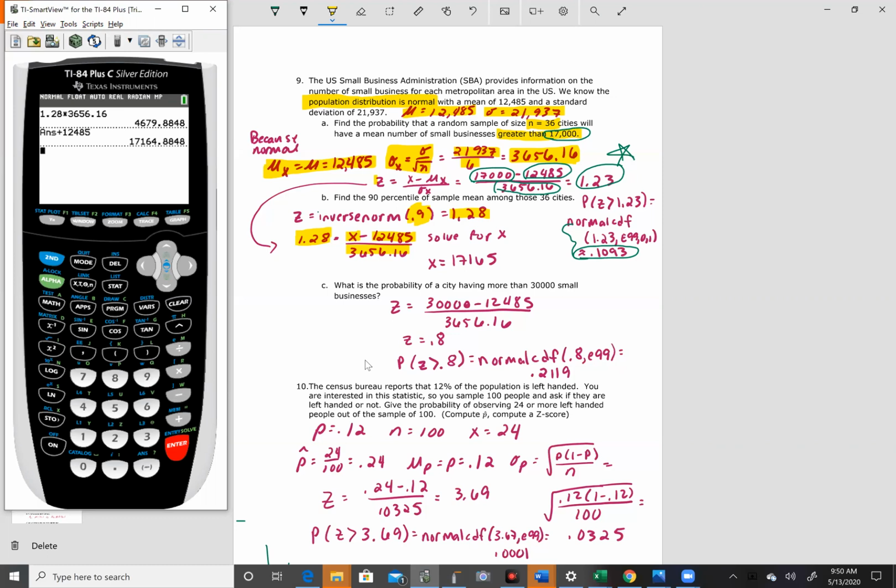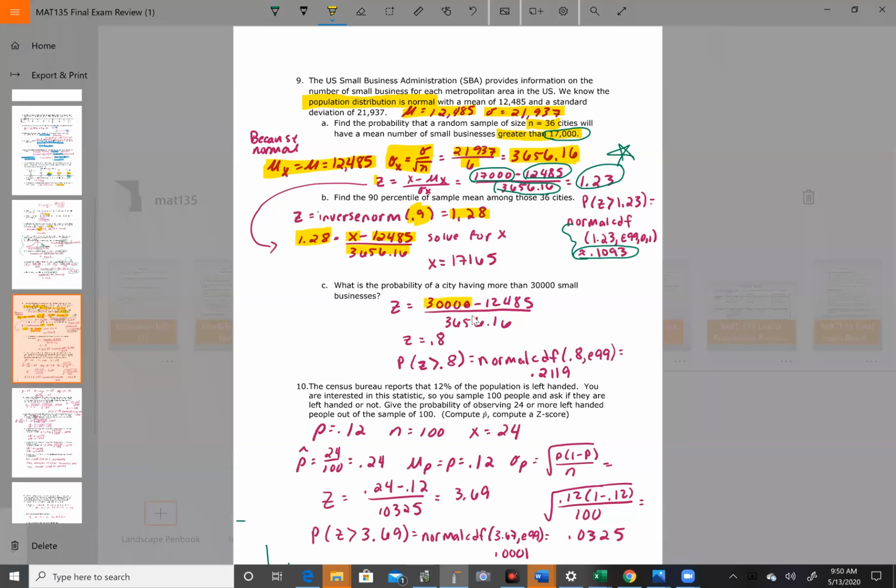What is the probability of a city having more than 30,000 small businesses? So here, okay, we have 30,000. We put it back in to find our z-score of 0.8. Go back, do the normal CDF, put that in. You get your number there.